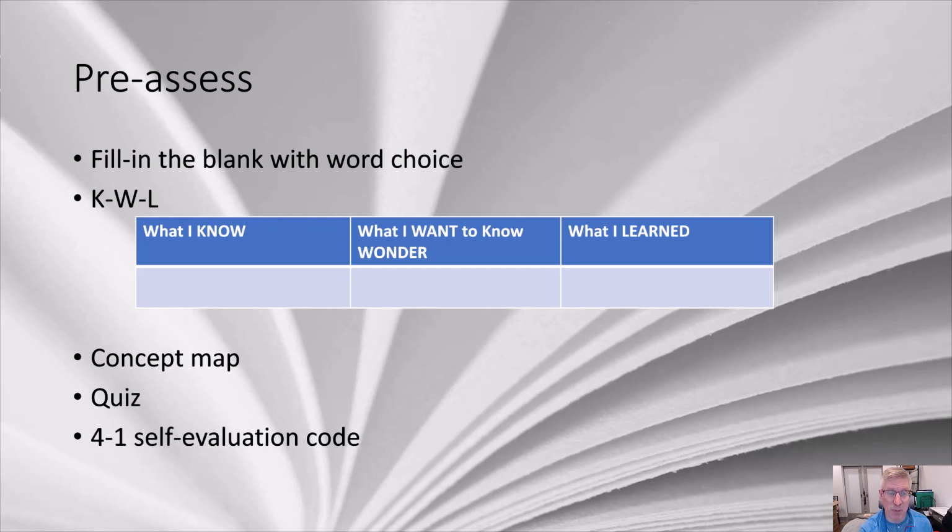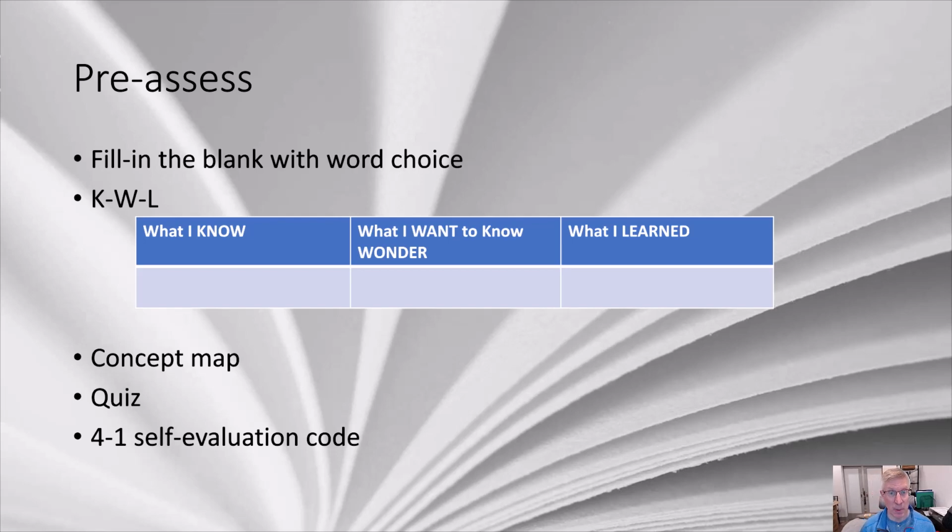It also helps provide students with a roadmap. This is what we are going to learn. This helps with our goal of students becoming independent learners. So there are many ways to pre-assess. Fortunately, they most always can be used later in the learning process as well.